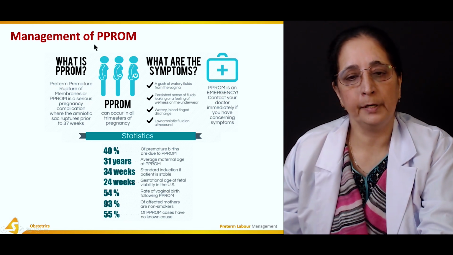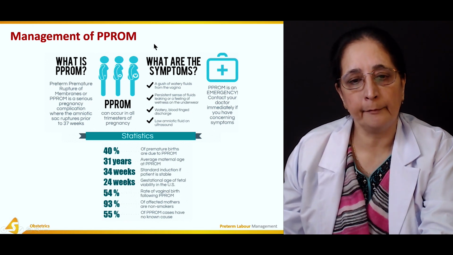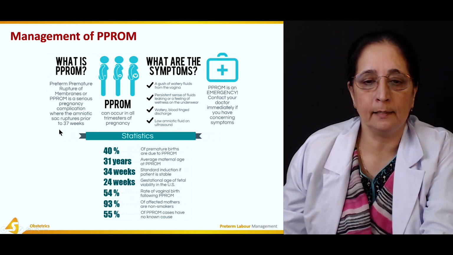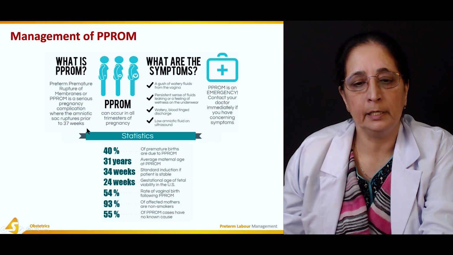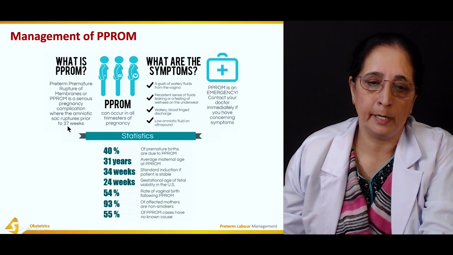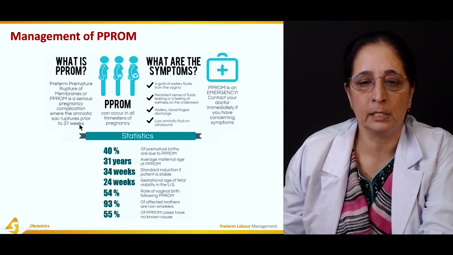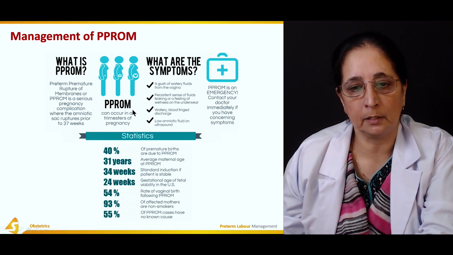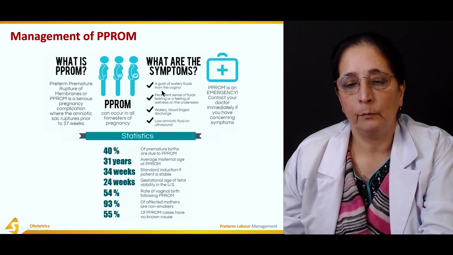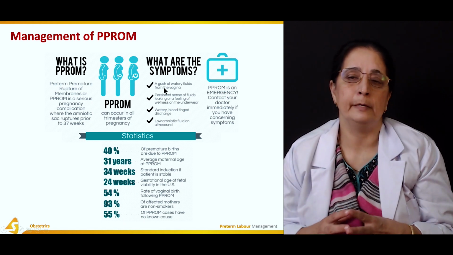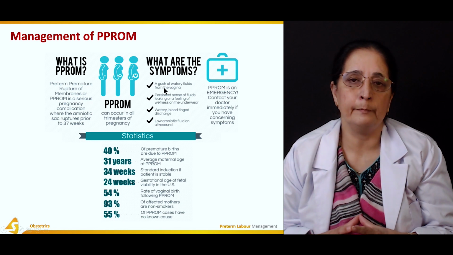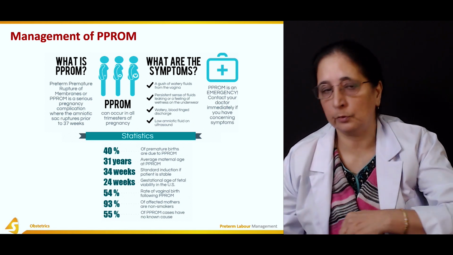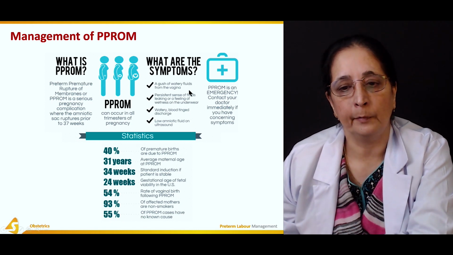Management of premature rupture of membranes. Premature rupture of membrane is serious and usually leads to the onset of labor before 37 weeks. Rupture of membrane can occur in any trimester of pregnancy. What happens with the rupture of the membrane? Pregnant women should know if the membranes are ruptured, so they can have the proper management.